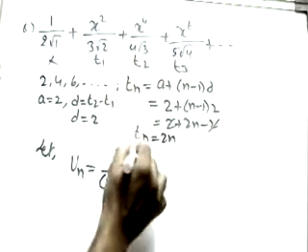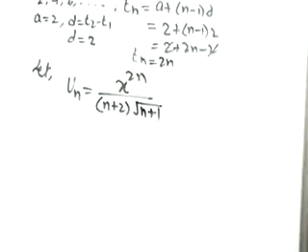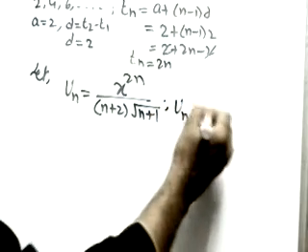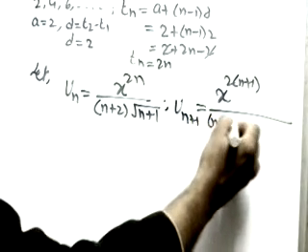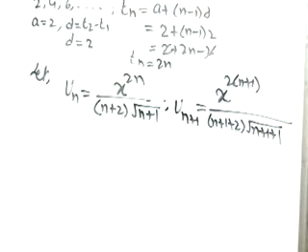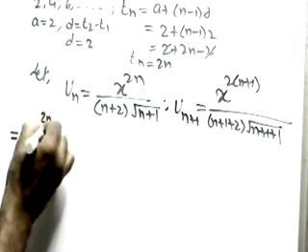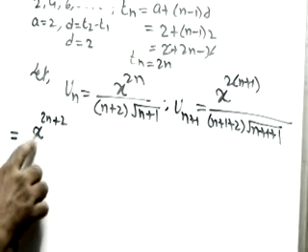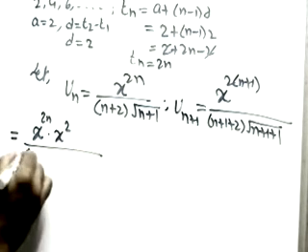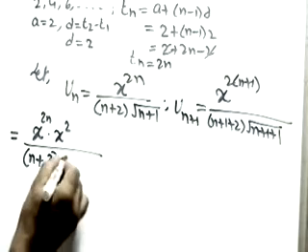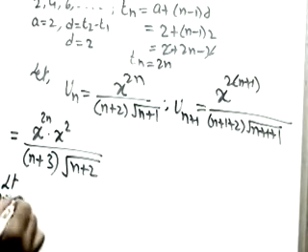Now x power, what is the nth term of these even numbers? 2n. So let me consider this as un. Now let me find un plus 1. Un plus 1 means in place of n you have to write n plus 1. So n plus 1 plus 2 under root of n plus 1 plus 1. This is un plus 1. Multiply 2 into n plus 1, 2n plus 2. We can write x power 2n plus 2 as x power 2n into x squared, divided by n plus 1 plus 2, that is n plus 3, and root of n plus 1 plus 1, that is n plus 2. Next step, let me find the limit.